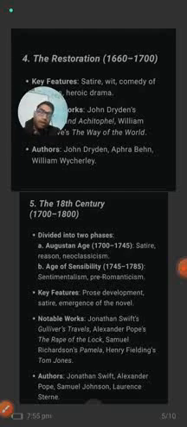Notable or famous works of the 18th century: Jonathan Swift's Gulliver's Travels, Alexander Pope's The Rape of the Lock, Samuel Richardson's Pamela, Henry Fielding's Tom Jones. They are the notable works of the 18th century. Now we see the authors of the 18th century: Jonathan Swift, Alexander Pope, Samuel Johnson, and Laurence Sterne. They are the notable authors of the 18th century.